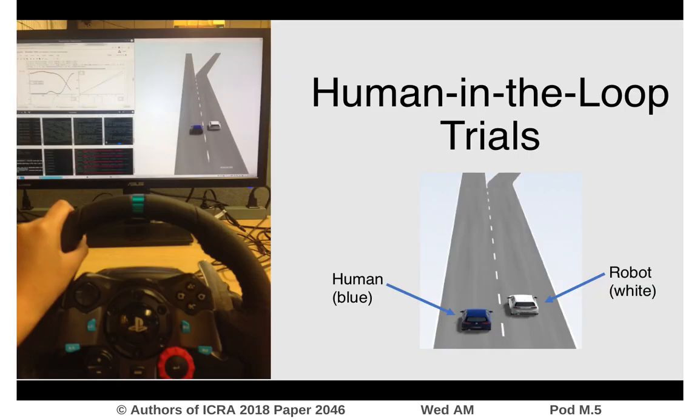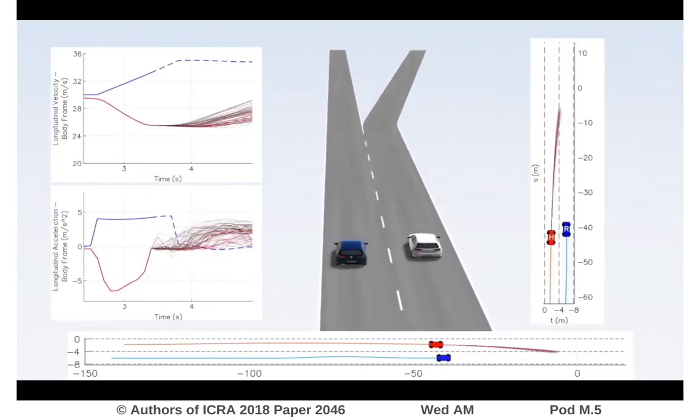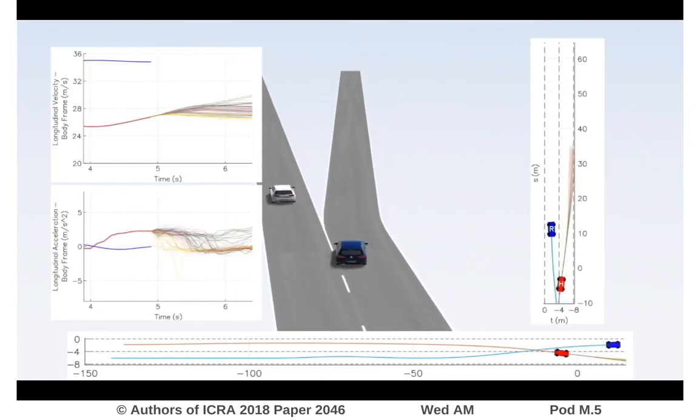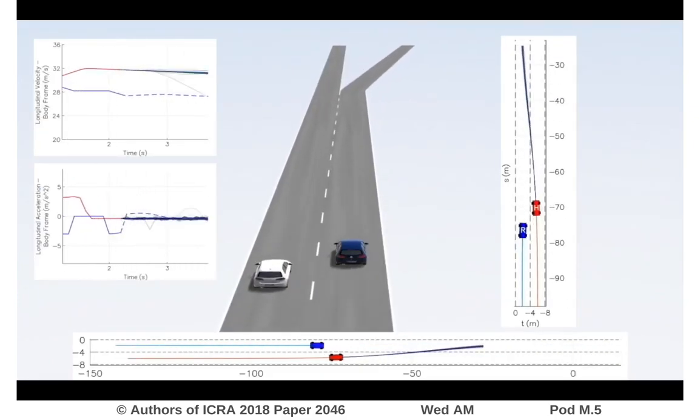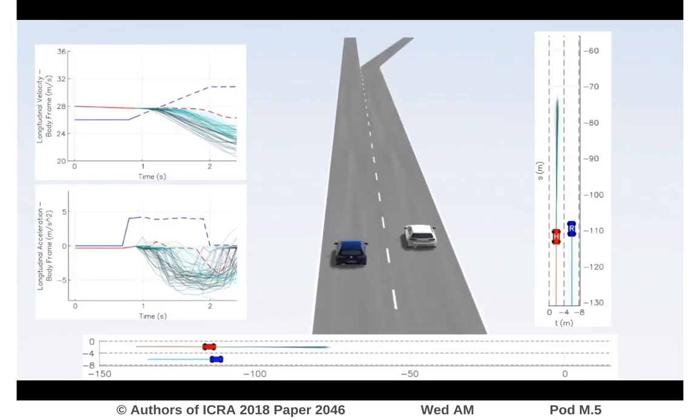We put our robot policy to the test, driving in simulation with humans in the loop. Our robot agent in white exhibits emergent behavior such as nudging in the hopes that the human driver will brake and give way. The bottom plot on the left shows a live visualization of predicted human longitudinal acceleration.